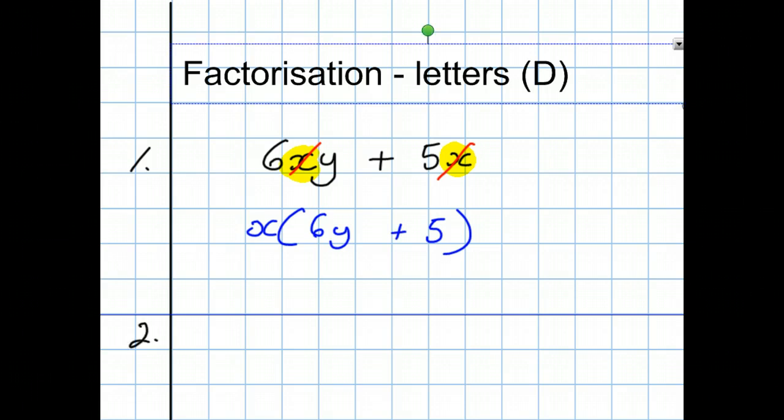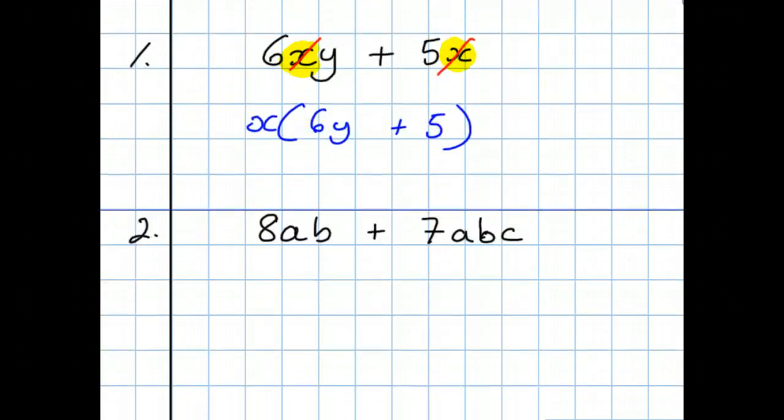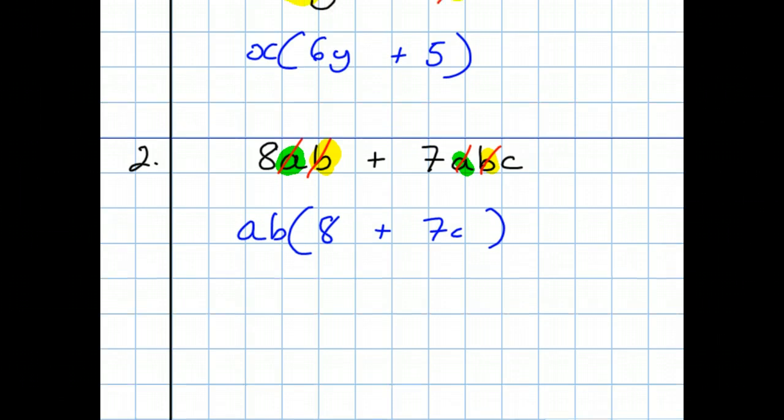Show you that again. Question 2. 8ab plus 7abc. Now in this case, we've actually got 2 letters that appear in both, the A and the B. So our common factor is going to be the letters AB. What goes inside the brackets? Well, cancel them out. So we're going to get 8 and then cancel out the AB here, and we're left with 7C. I don't think you get anything as hard as that in the foundation paper.